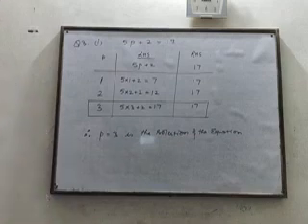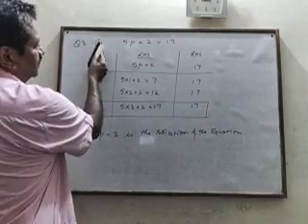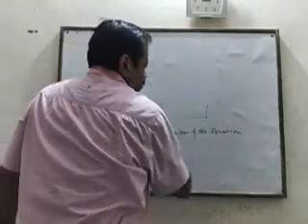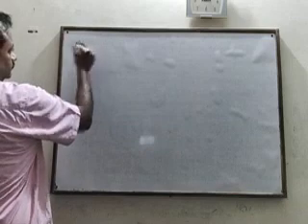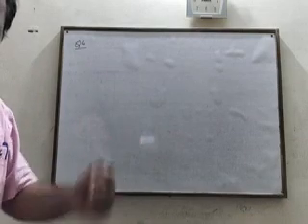Now question number 4 and question number 5. The second part of question number 3 you will do on your own. Question number 4 and question number 5: write down equations for the following statements. The statements are written in English, and we need to write these statements in mathematical language.